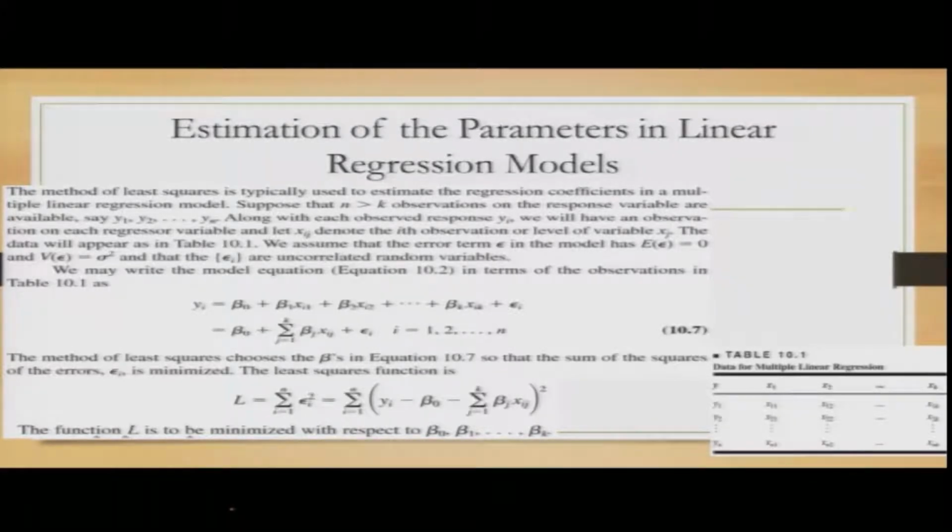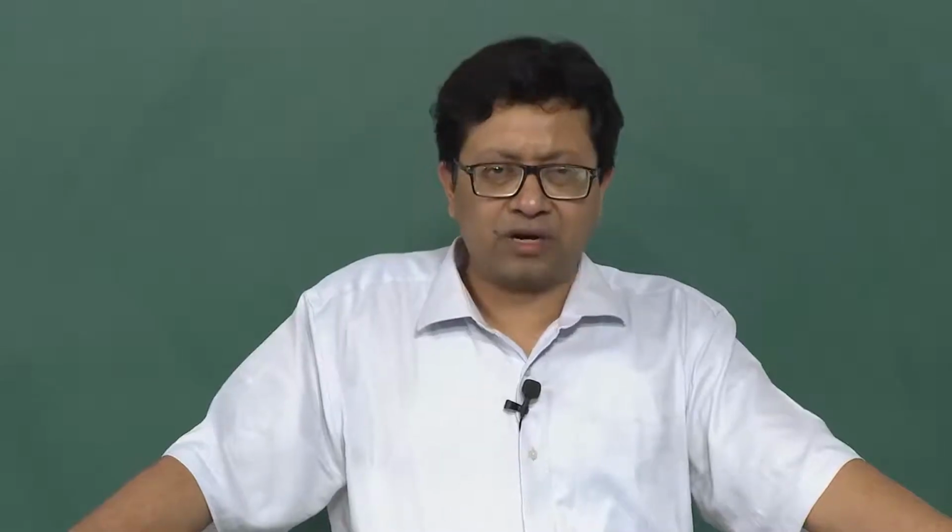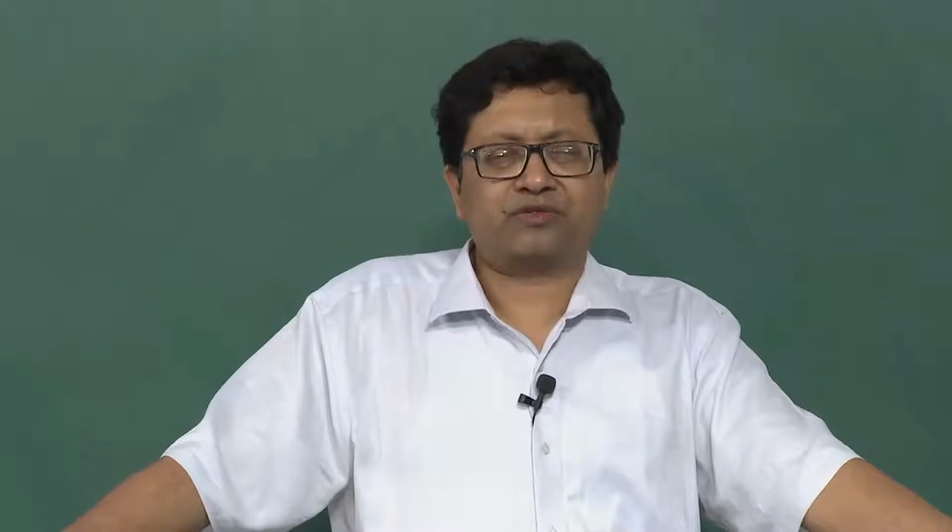Suppose that n is greater than k, where k is the number of variables and n is the number of readings. So, n is greater than k observations on the response variable are available, say y1, y2, y3 till yn, and similarly the values of x1 to xk are given from the first value to the nth value. If I consider x1, it will be x11, x12, x13 till x1n, where the first suffix denotes the variable and the second suffix, 1, 2, 3 till n, denotes the reading number.